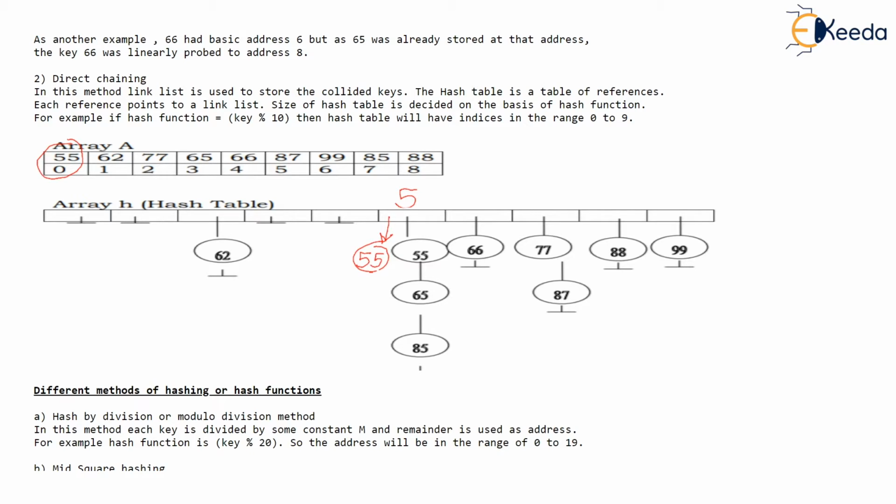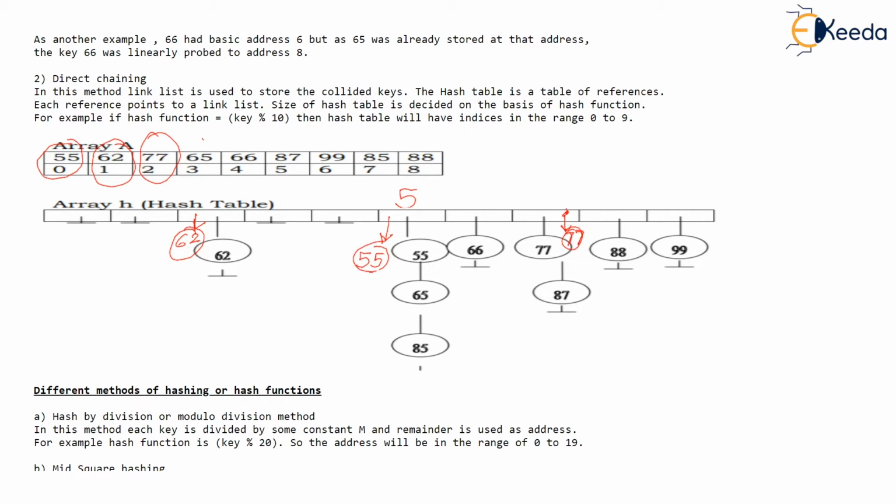Isn't it so? Then 62, the next value, will go at the second address, and 62 will get stored in a node of a linked list. Similarly, 77, the next value, will go at seventh address. So 77 gets inserted at the seventh node, where there is a pointer which points to the node which stores 77. Now starts the fun part.